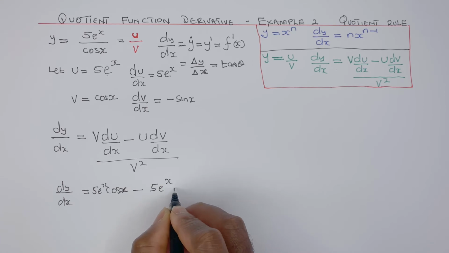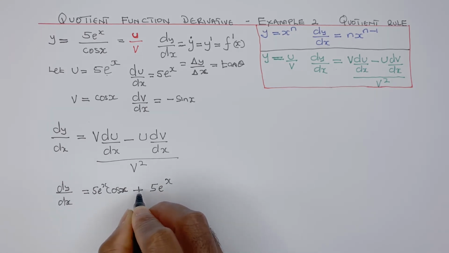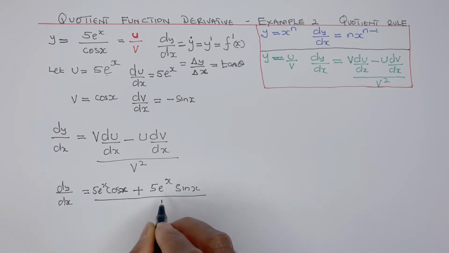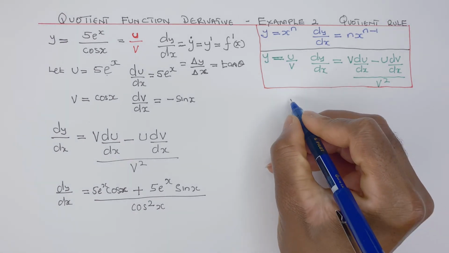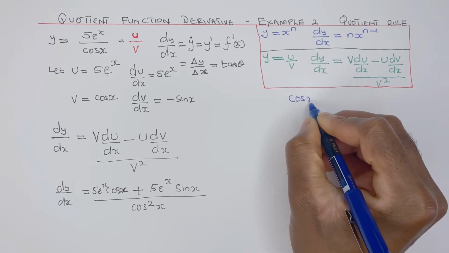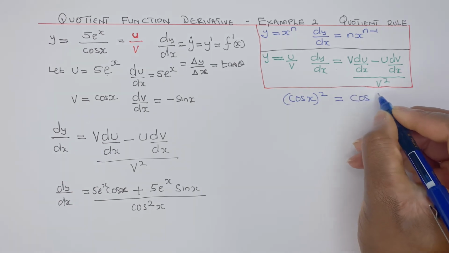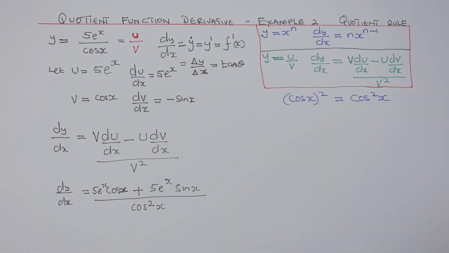So because that's minus here, it will make this cos plus, because minus times minus is plus, of x, divided by v squared. So v is cos squared x. Just to remind you that if we're writing cos x squared, it's also written as cos squared x. Same thing. Now that we've got that, we need to simplify.